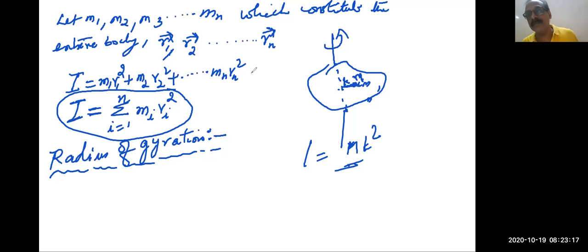Is it clear? Yes sir. First, we are assuming this body consists of M1, M2, M3, M4, a large number of particles. Just imagine. And if you are adding, we will get the total moment of inertia. But practically counting that many is not possible. Measuring perpendicular distance is also not possible. So what we are assuming, the entire mass, M1 plus M2 plus M3, if you are adding, all these masses come to one point. That is the center of mass, isn't it?